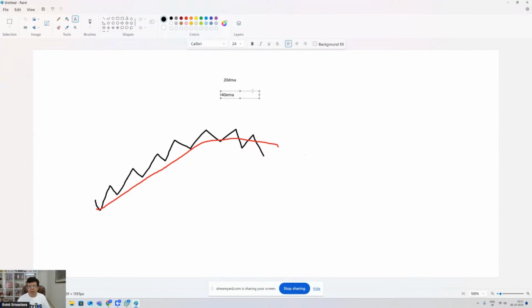Okay, the 40 EMA is an exponential average. What is the difference between the simple average and the exponential average?